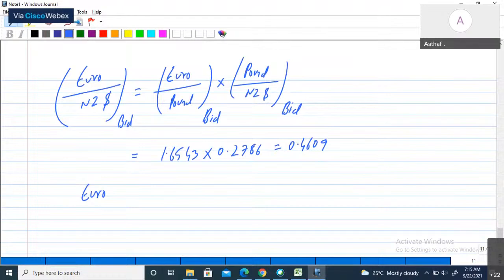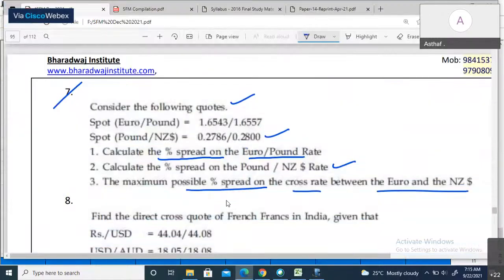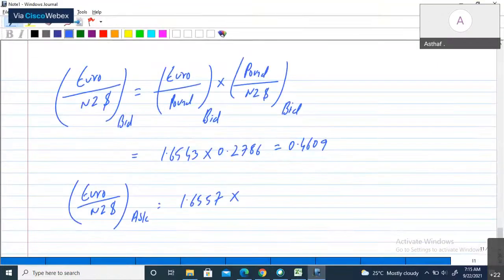Euro to New Zealand dollar ask. I don't want to write the formula again. Here you have to multiply with. So what is your ask, my dears? 1.6557. 1.6557 into 0.8.